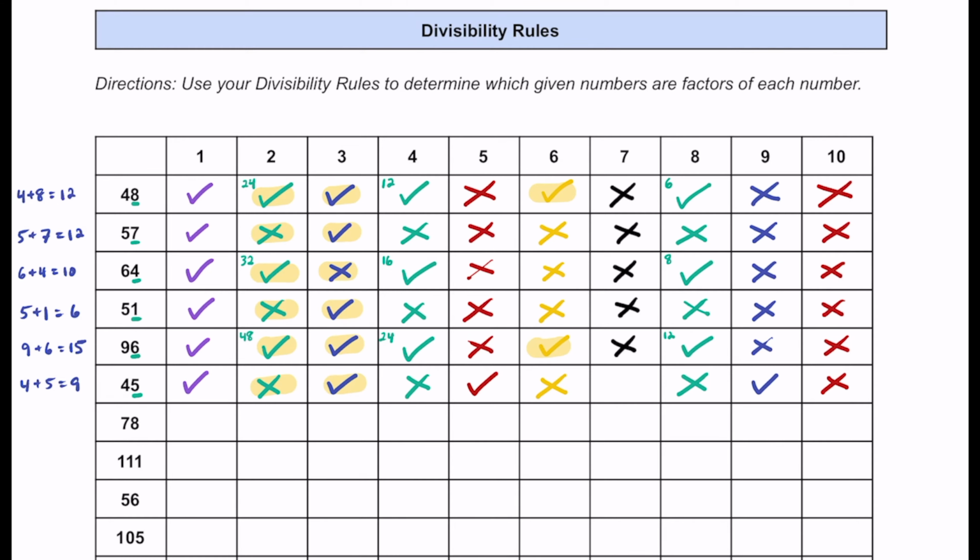And then if you check for 7, double the 5, which is 10, then 4 minus the 10 is -6. That fails, okay? That's not a multiple of 7. All right, next one is going to be 78.